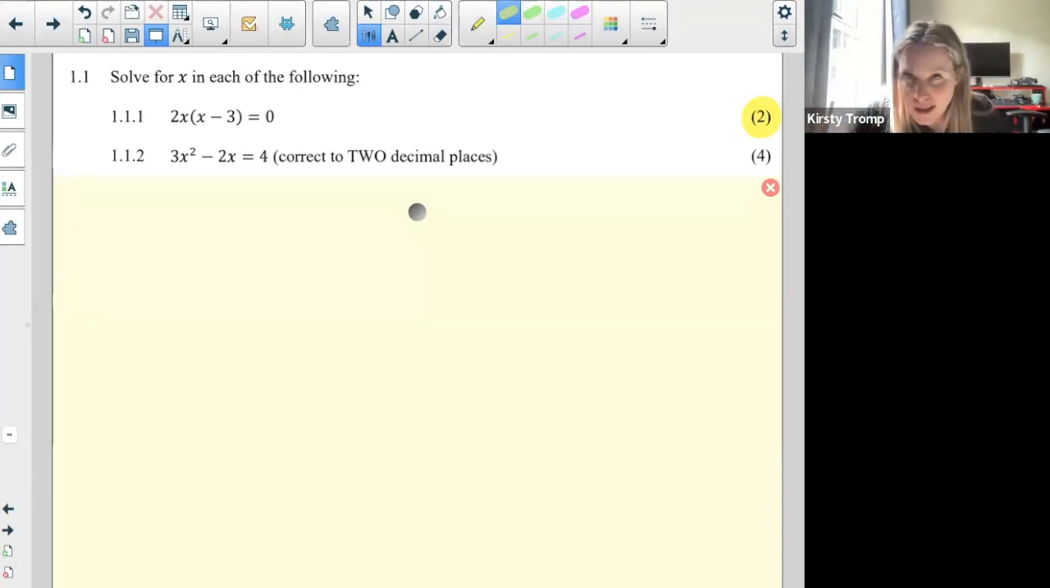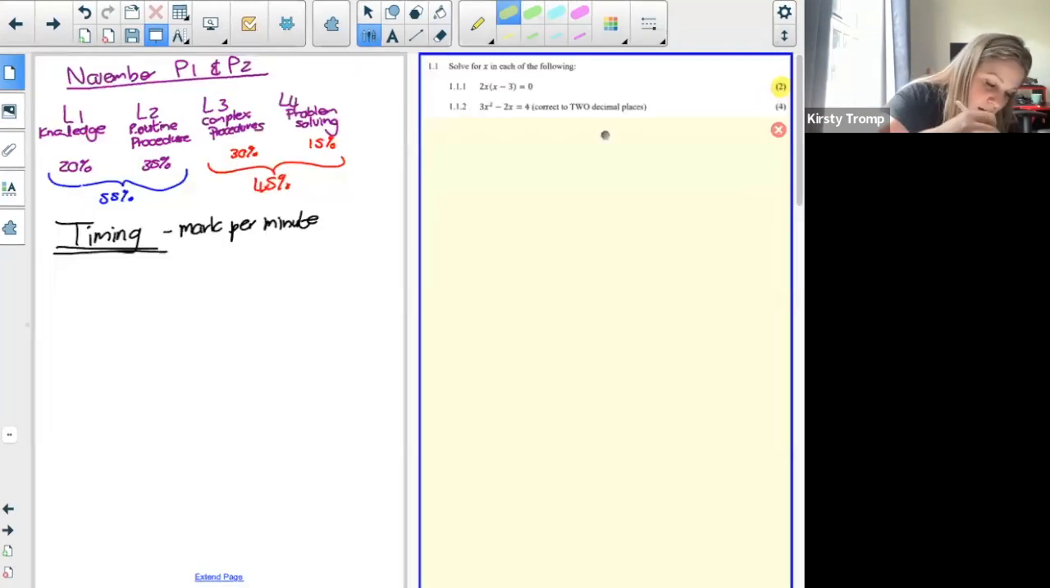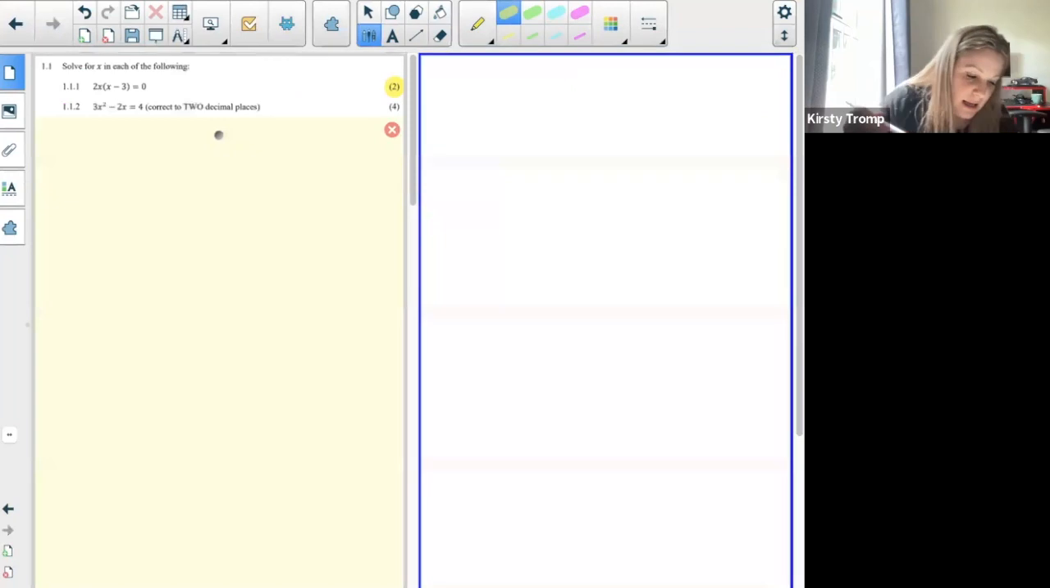Number 1.1.1, they've given us a sum. There's nothing in brackets, and it's for 2 marks. They're not asking for a quadratic formula. Number 2, in brackets, they've got correct to 2 decimal places. What are they looking for? They're looking for a quadratic formula. So for number 1.1.1, let's see how this goes.